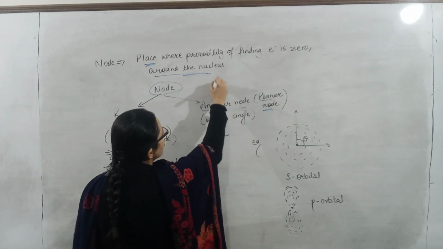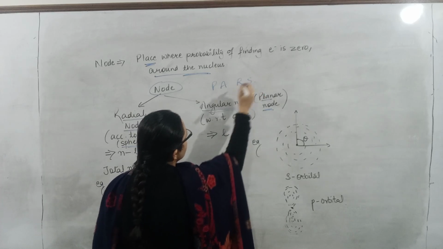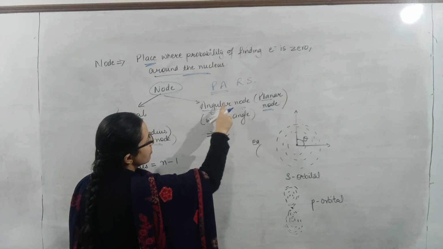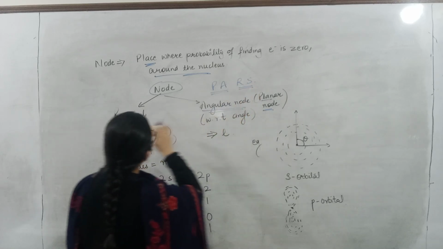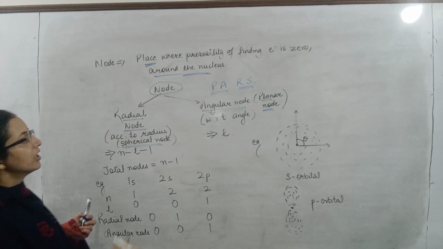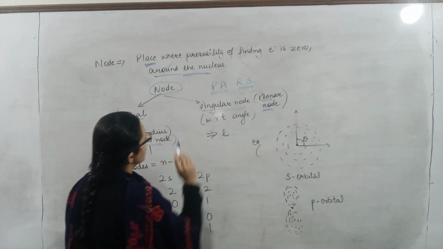तो इसके लिए आप याद रख सकते हो पारस. ठीक है, PA stands for planar and angular, they mean the same. Radial and spherical mean the same. So if they ask you radial node or spherical, it means the same. If they ask you planar or angular, it means the same.